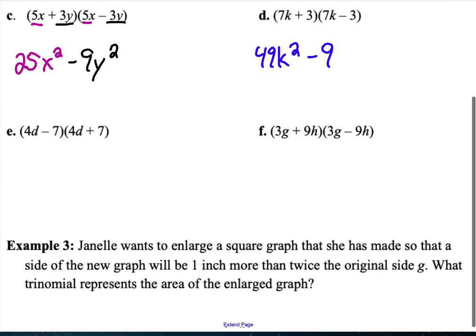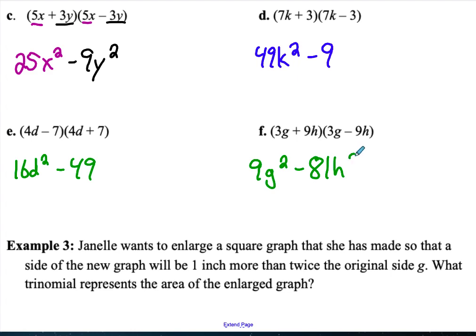All right, bottom couple here. 4d times 4d is 16d squared. Minus 7 times 7 is 49. 3g times 3g is 9g squared. Minus 9h times 9h is 81h squared. Nice and quick, because we know those middle terms are going to drop out.